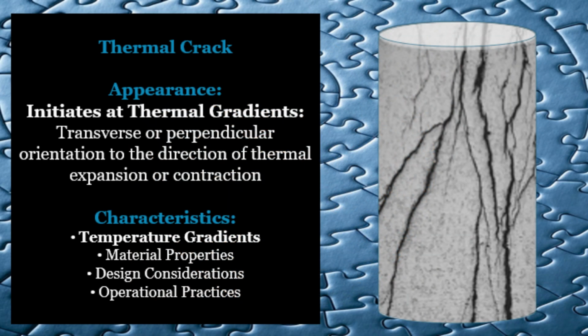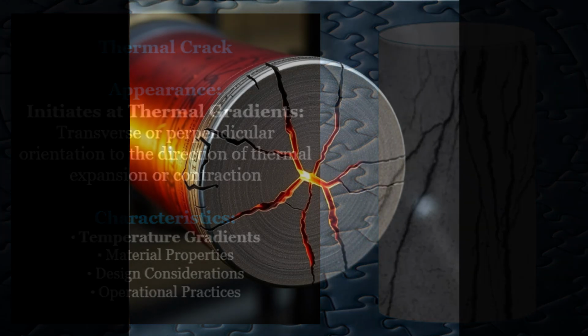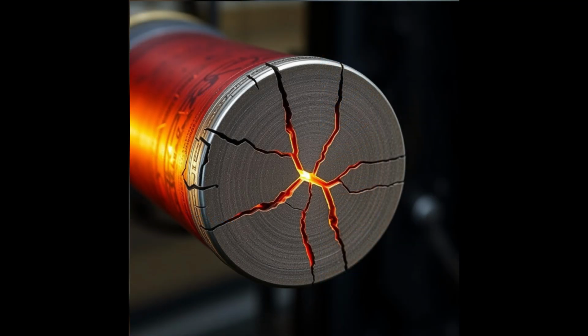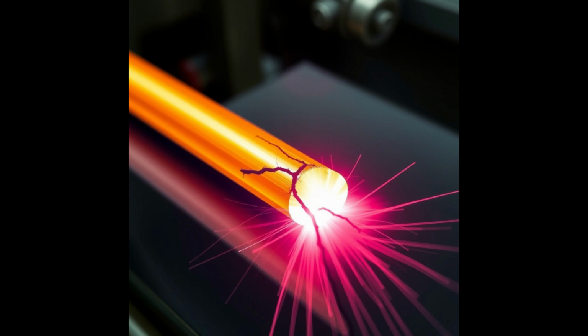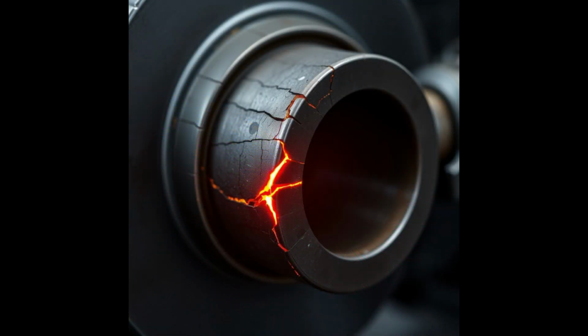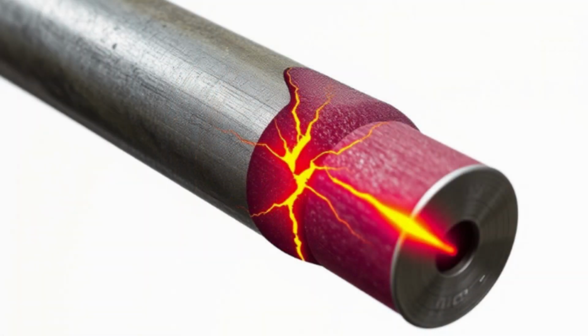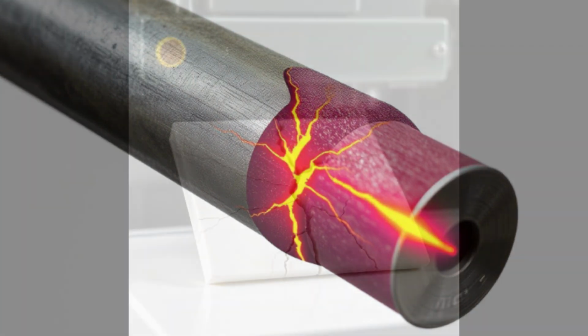Thermal cracks are the result of thermal stress due to rapid temperature changes or gradients. Thermal cracks often have a transverse or perpendicular orientation to the direction of thermal expansion or contraction. In some materials, especially metals, they may form a crazed or spiderweb-like pattern, particularly when the surface expands unevenly.